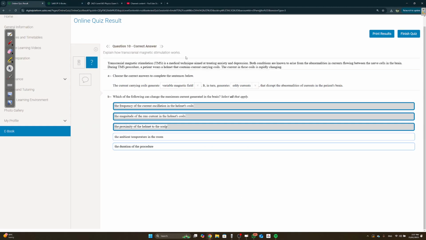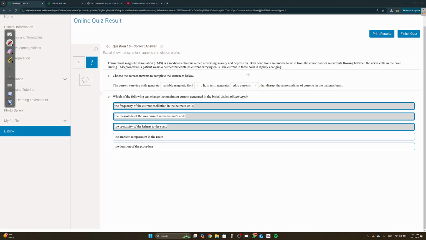We'll get to the oscilloscope. Okay, transcranial magnetic stimulation (TMS) is a medical technique aimed at treating anxiety and depression. Both conditions are known to arise from abnormalities in currents flowing between the nerve cells in the brain. During the TMS procedure, a patient wears a helmet that contains current-carrying coils. The currents in these coils are rapidly changing. The current-carrying coils generate a variable magnetic field.